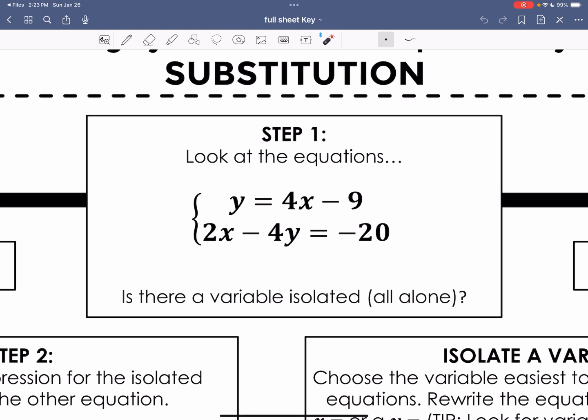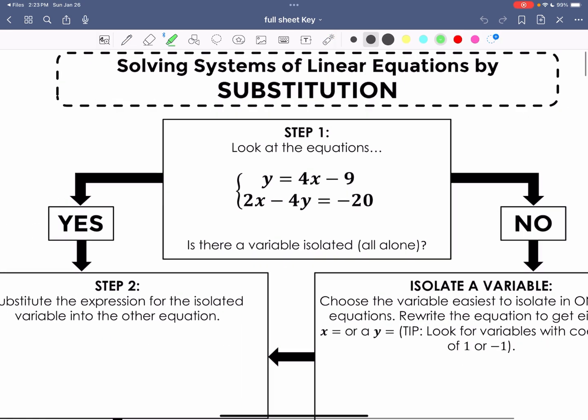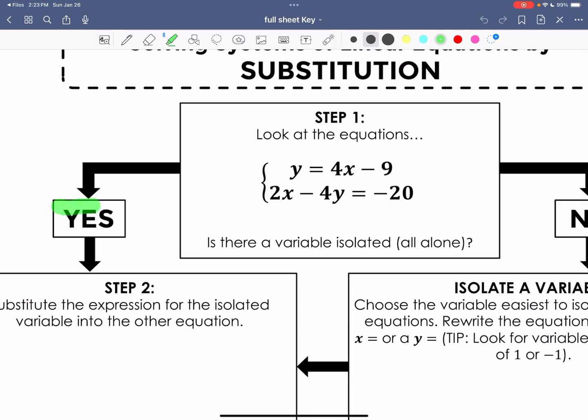So looking at both the top and the bottom equation, in the top I can see that y is isolated because it is completely all alone. So we are going to go down the yes path, that yes, we do in fact have a variable that is isolated.